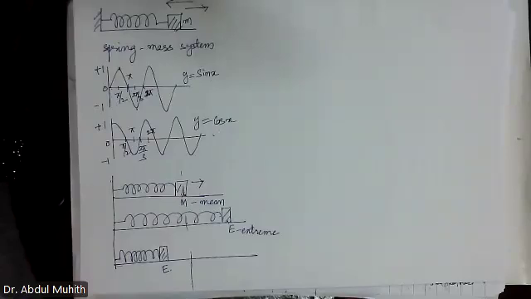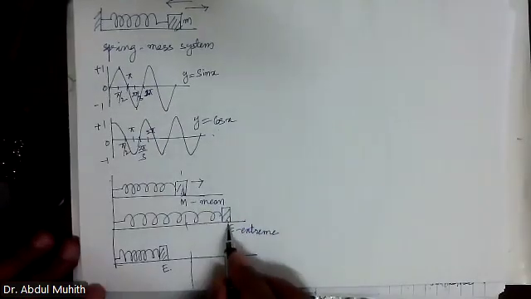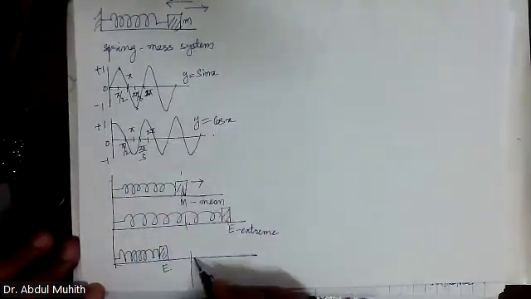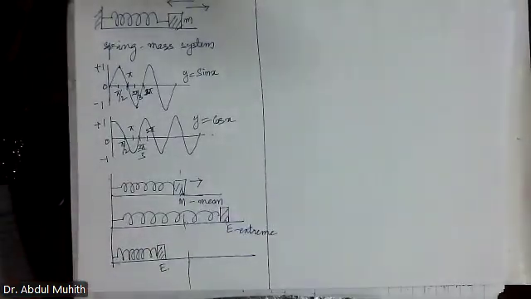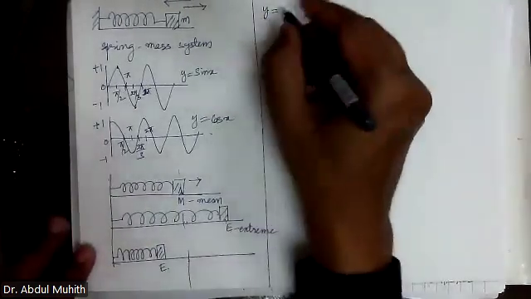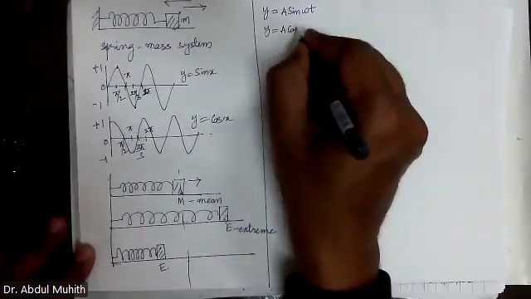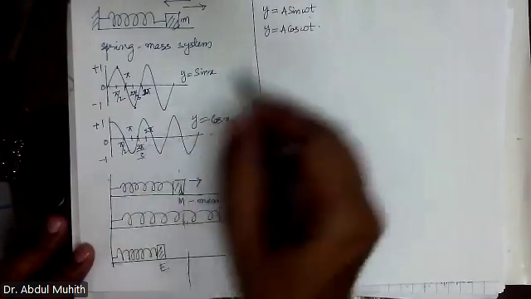Is it clear? Yes, sir. Once again, see here. The body starts from the mean position, 0, goes to the extreme position, 1, comes back to the mean position, 0, goes to the other extreme, minus 1, returns to the mean position, 0. Is it clear? So this is how the spring mass system moves. That is why we write y is equal to a sin omega t, or y is equal to a cos omega t. If it follows this path, sine. If it follows the other path, cos.